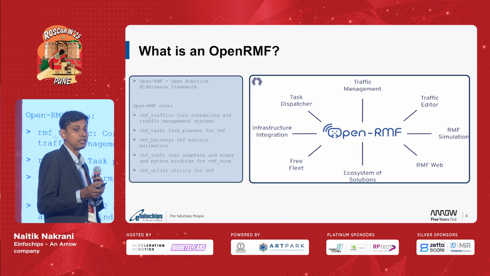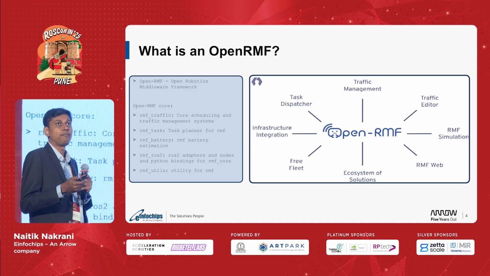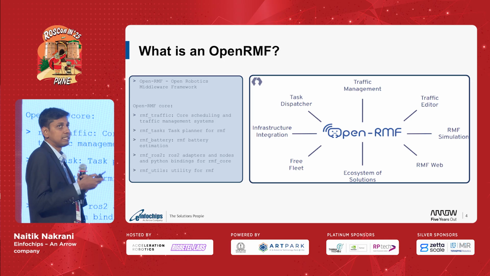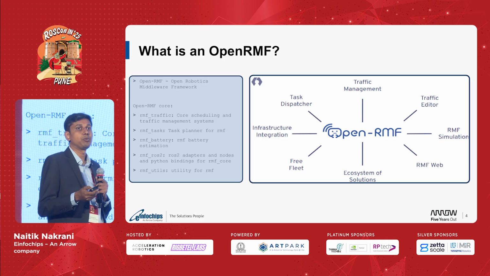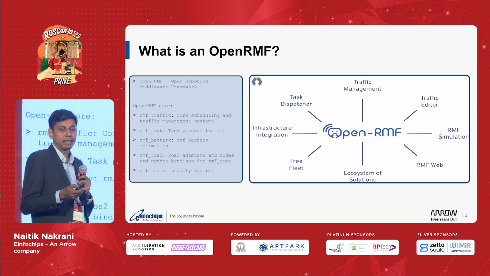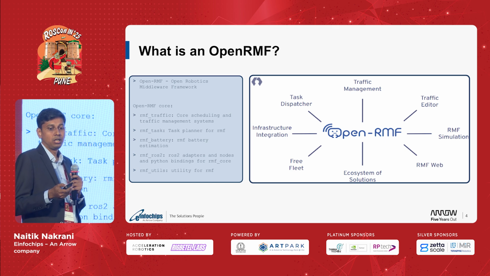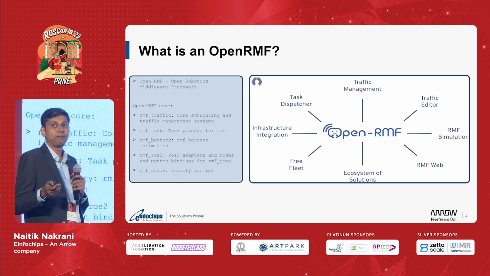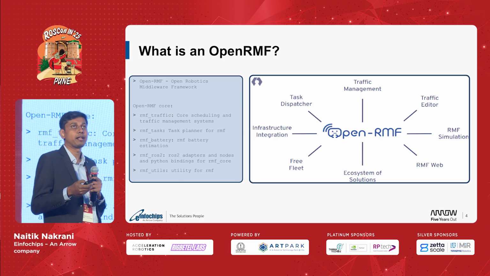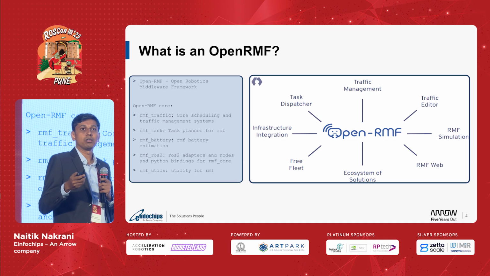SLAM and navigation layer. It comes with its own traffic management library or node, you can say, because it's a ROS2 based implementation. There is a traffic editor where you can define your traffic within your space. Then it has a task dispatcher, and you can add different infrastructure as well. For example, you can add IT-enabled doors and lifts within your OpenRMF as well.